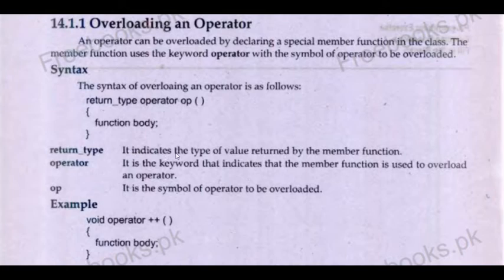Return type indicates the type of value returned by the member function. Either our function will return an integer value, float value, double value, or it will return an object. Operator is a keyword, and then comes the symbol of the operator to be overloaded. For example, if we have to overload the increment operator, we write the return type, then the operator keyword, then the increment operator, and then our function body.